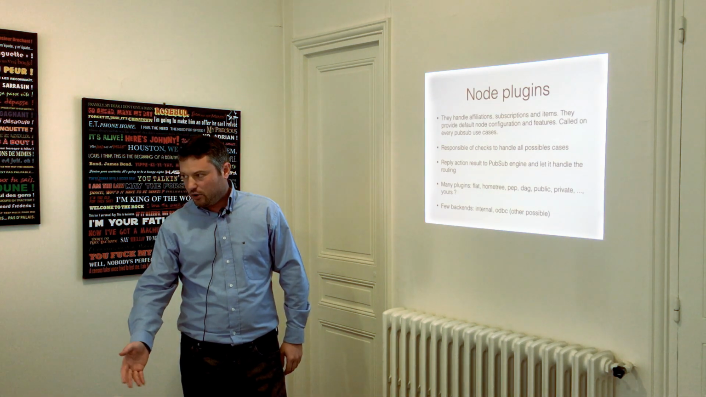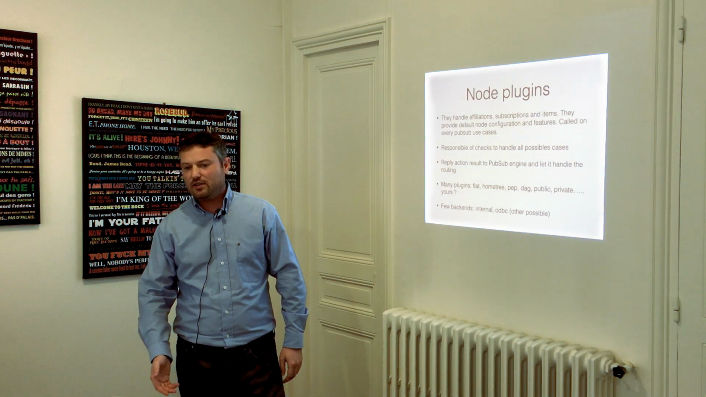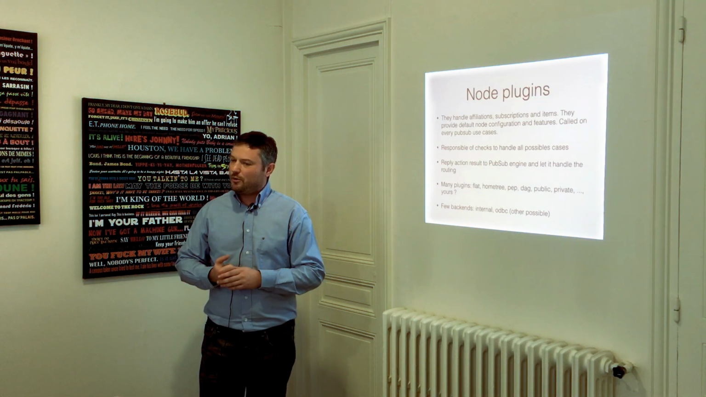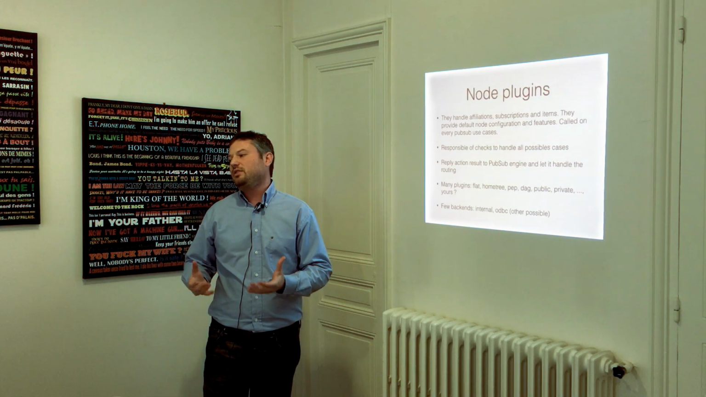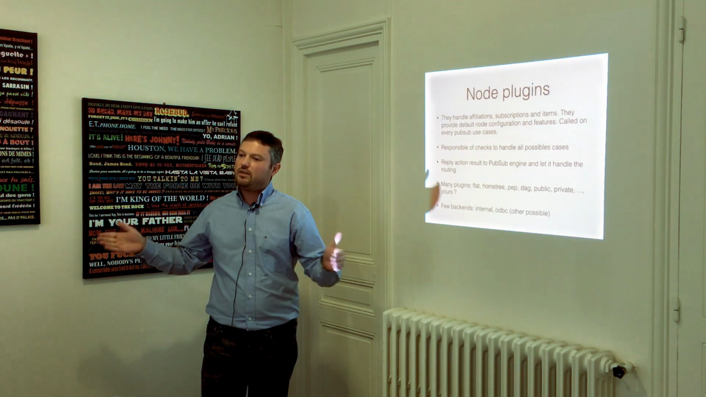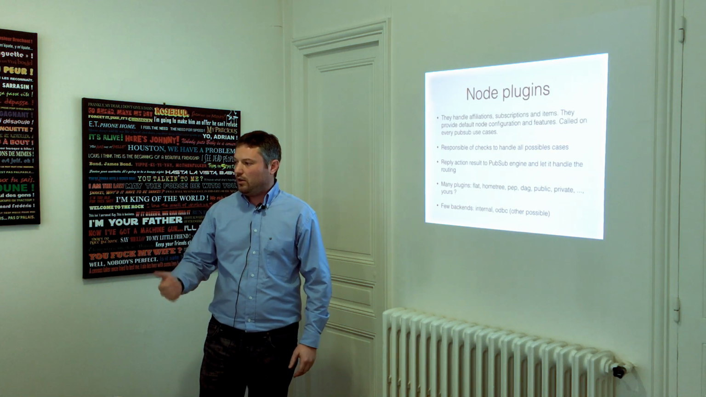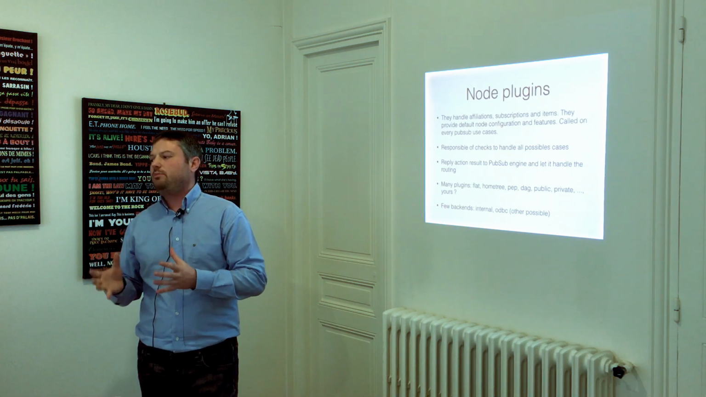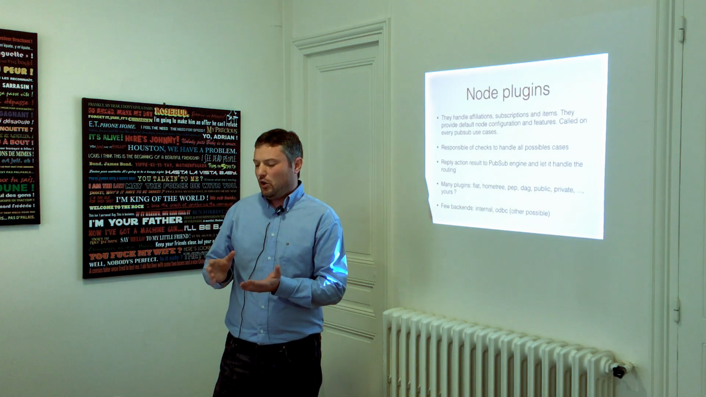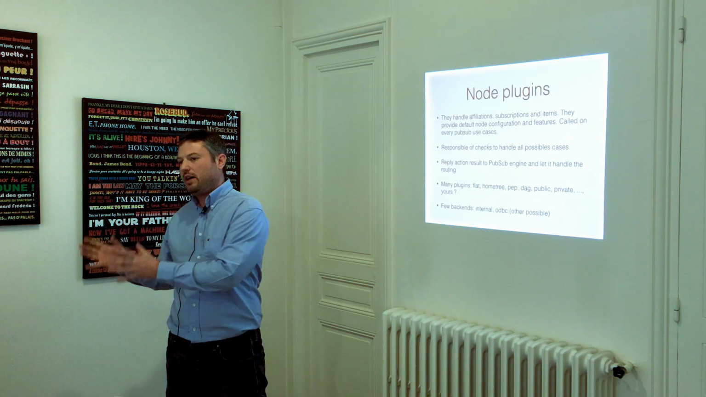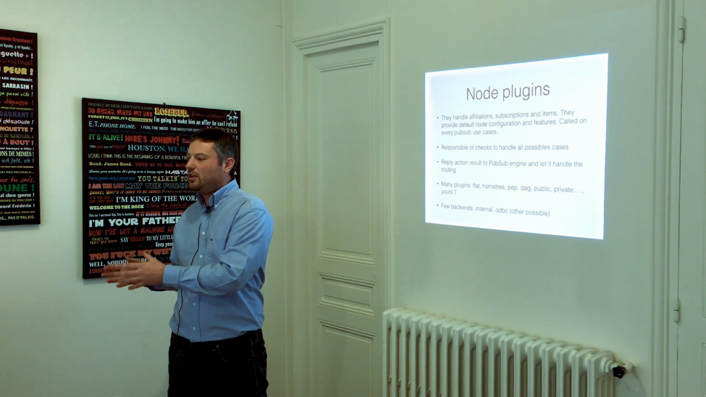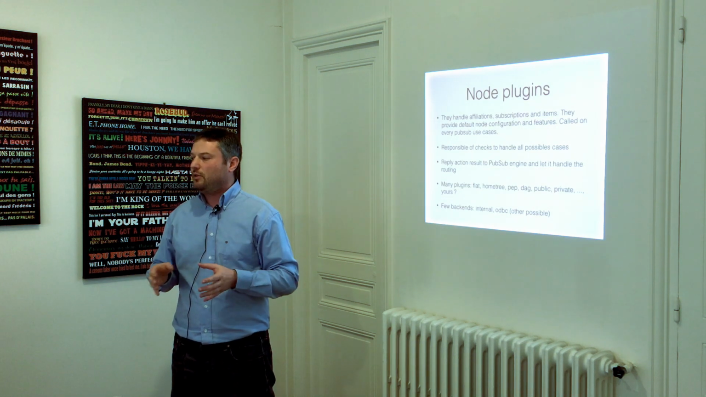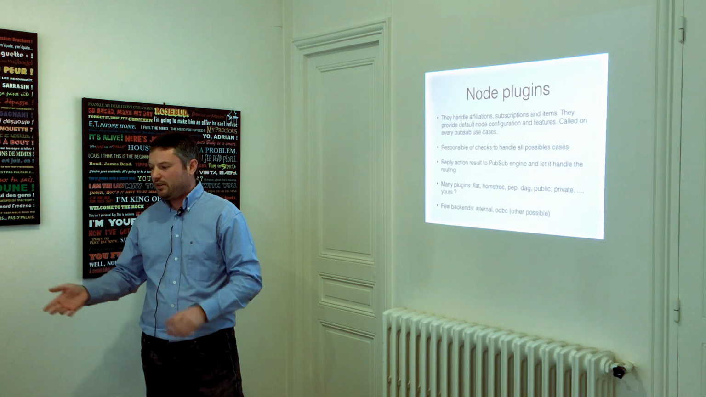In ejabberd community, we have two backends, of course, Mnesia and ODBC. In ejabberd business edition, we also have other backends, so we can extend the possibility to store the data and spread the data across the cluster. It all depends on the plugins. And that's also why the specification of this API was quite complex, because we wanted to be able to change the backend without having to change the PubSub engine. So the engine is completely unaware of the way we store items and subscriptions and things like that.